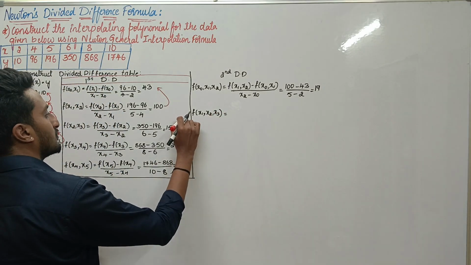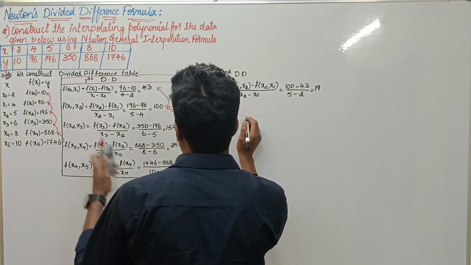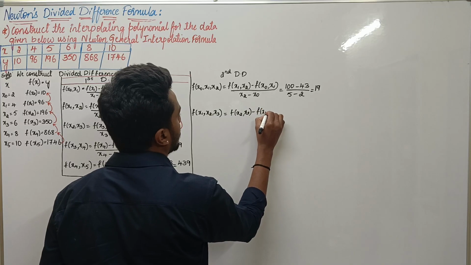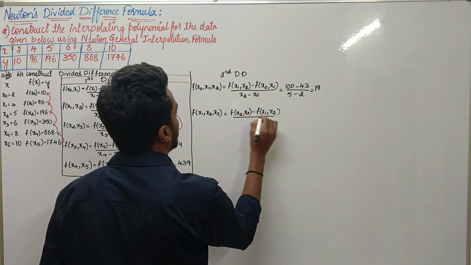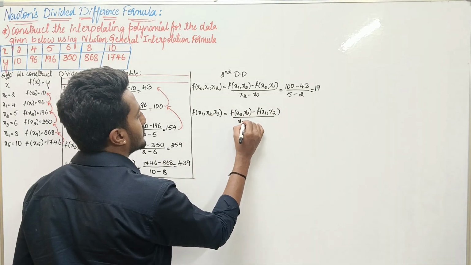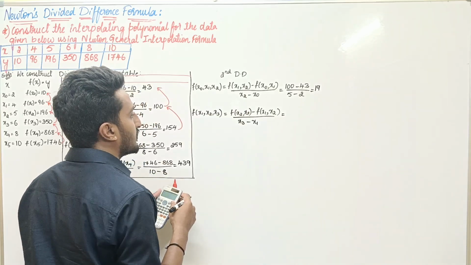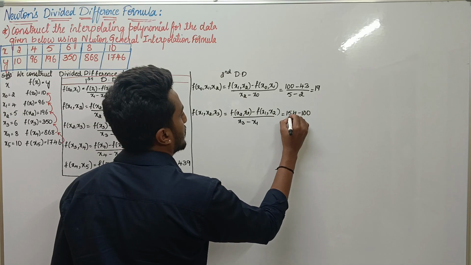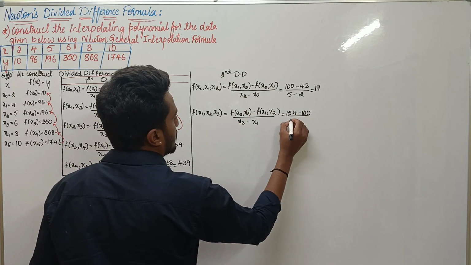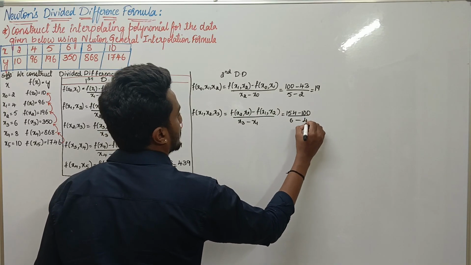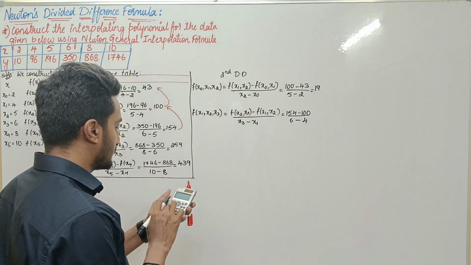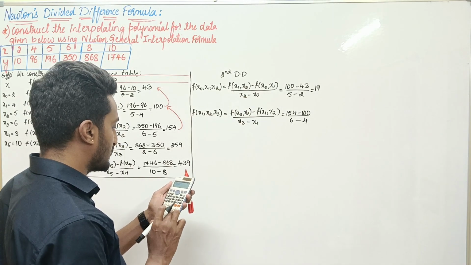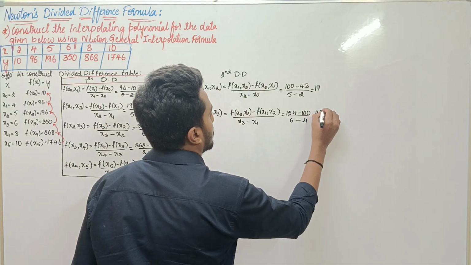Again, this minus this: f of x2 comma x3 minus f of x1 comma x2, whole divided by last element minus first element, that is x3 minus x1. f of x2 comma x3 is 154 minus 100, divided by x3, which is 6, minus x1, which is 4. So 154 minus 100 divided by 6 minus 4, we get 27.